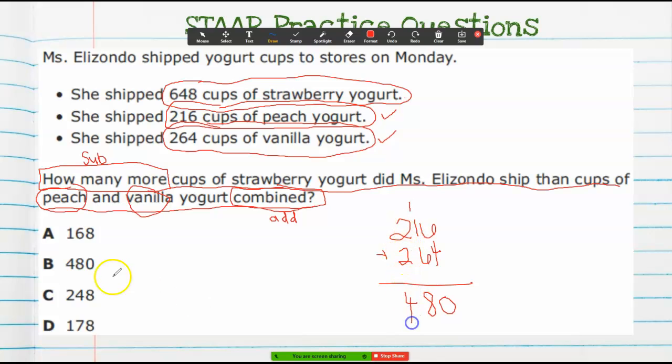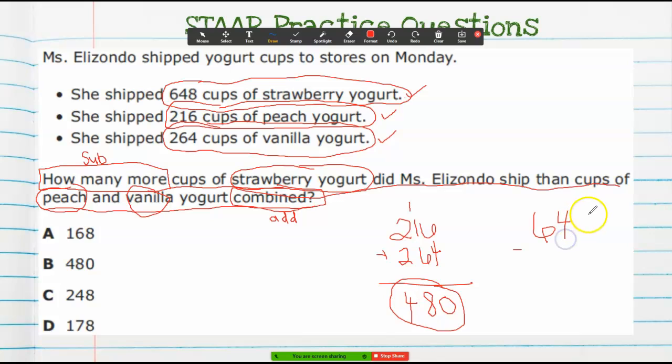Now, again, B is not your answer. I have 2 keywords. Don't get fooled by that. They're trying to trick you, okay? I still have to subtract. So I already added peach and vanilla, but it wants to know how many more for strawberry yogurt. So here's strawberry yogurt, 648. Now I'm subtracting. So 648 minus 480, you need to think about which number goes on top.